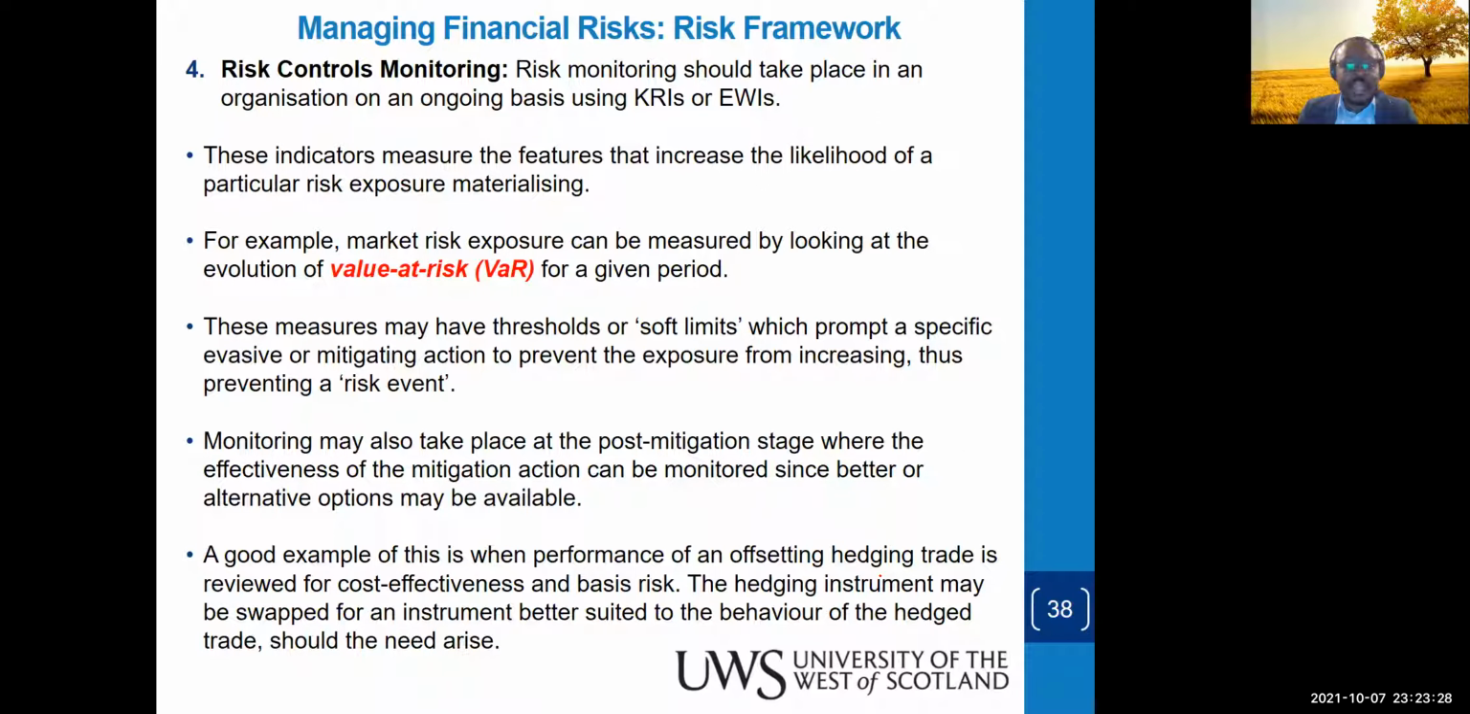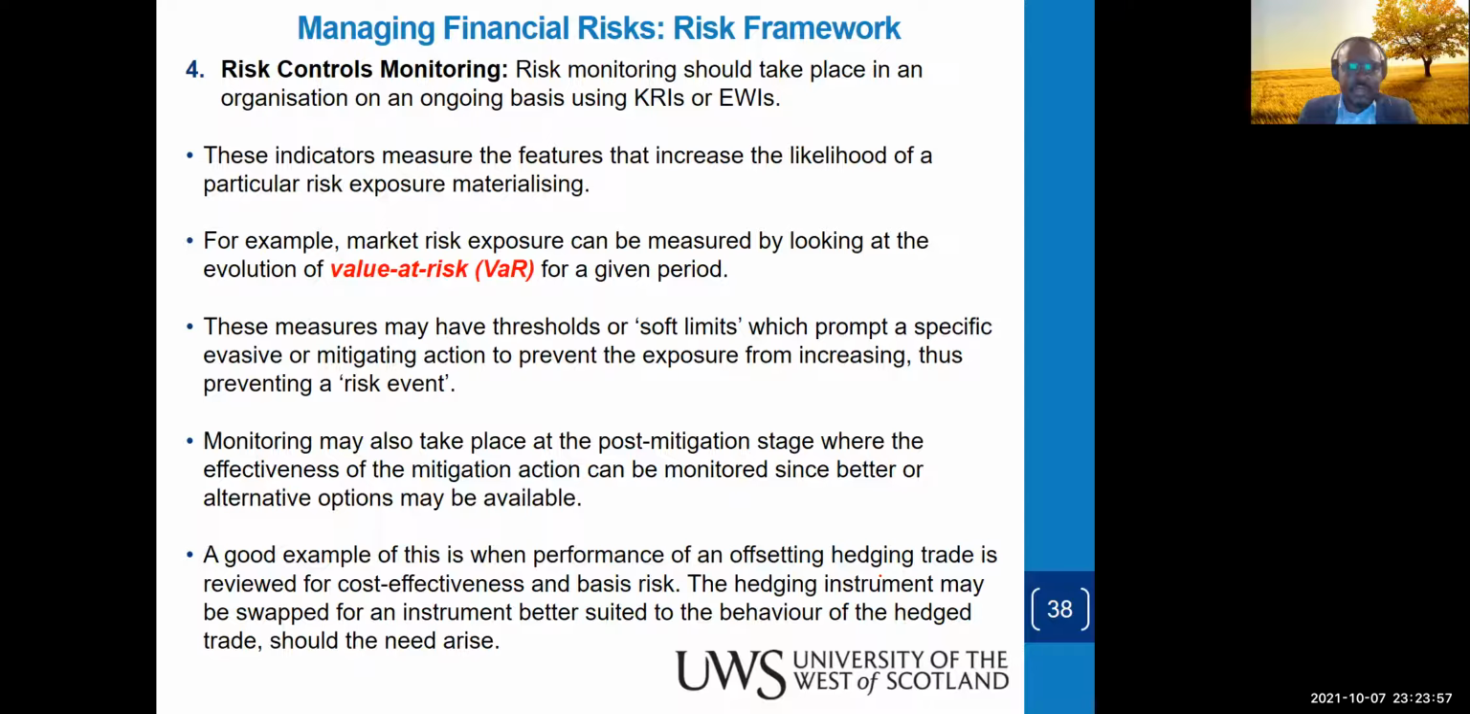Now, for example, market risk exposures could be measured using evolution of the value at risk for a given period. Okay, we looked at that. Look at the probability. Look at the return. How will it impact? Okay. So put on some thresholds. They could be soft, they could be hard, perhaps sometimes. And the idea is that we want to prevent the risk event from occurring again, or want to reduce the impact so that we don't feel it too much.